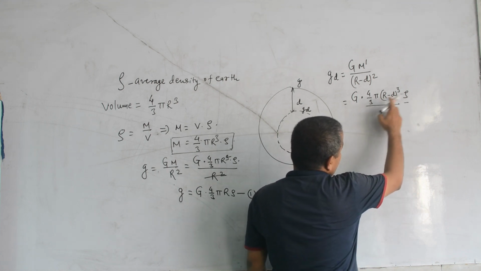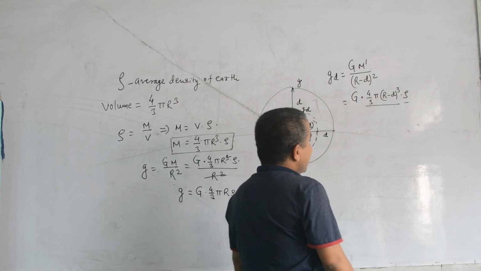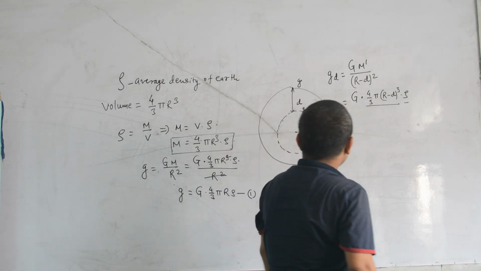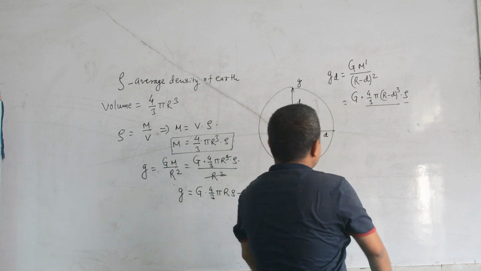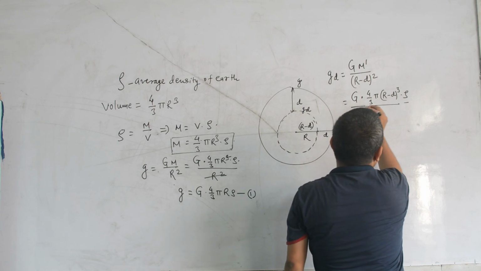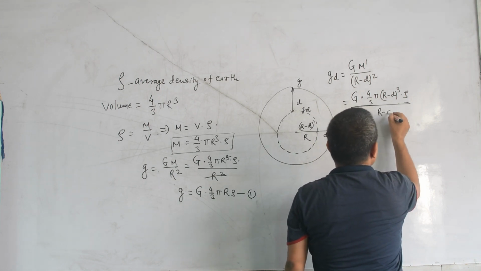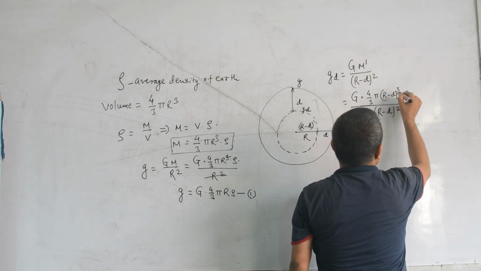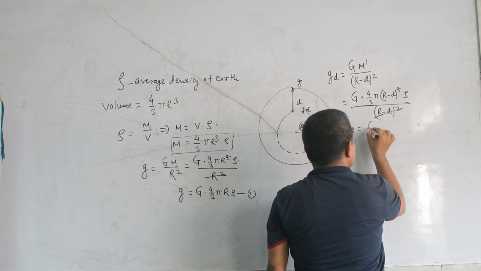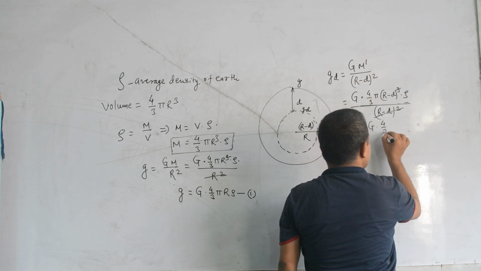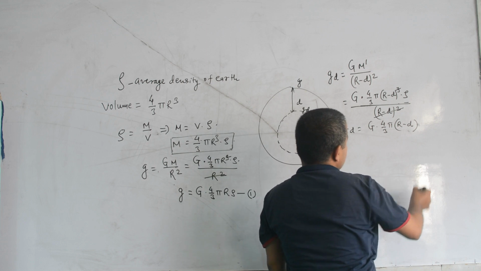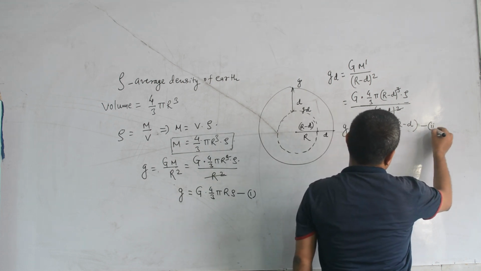So when I multiply volume by density, I will get the mass, and this mass is the mass of the sphere which is inside the outer surface of the earth. And if I divide this mass by (r minus d) whole square, so this and this will be cancelled. So what is gd going to be? gd is going to be G into 4/3 pi (r minus d). So this is my second equation.